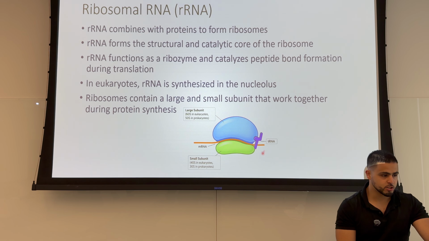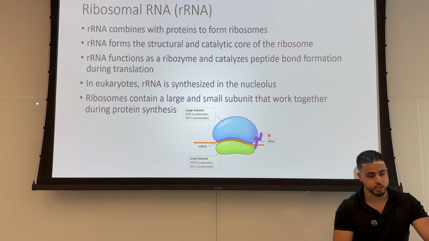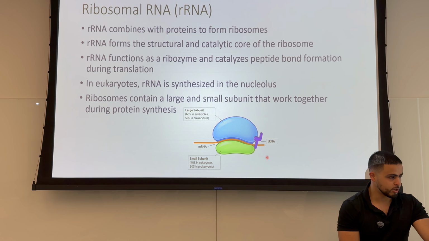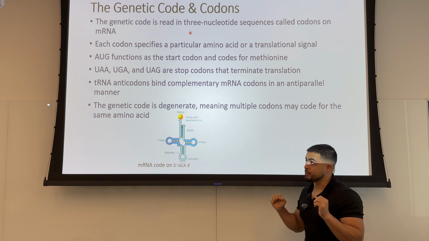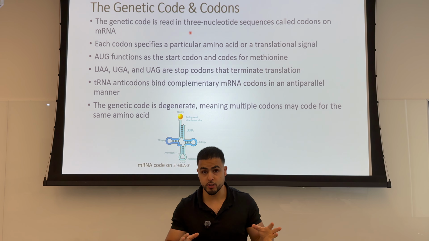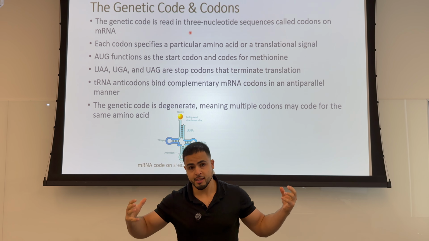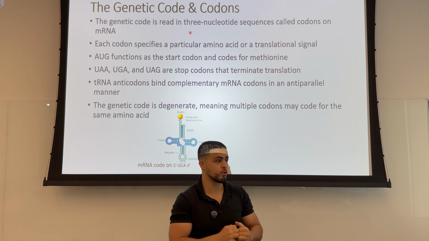Notice that this picture just brings it all together. You have your large and small subunit, you have your mRNA strand, and then you have your tRNA, which is carrying the amino acids. All right, now let's talk about the genetic code and codons. Now that we've introduced the major types of RNA, let's talk about how they interact with one another.